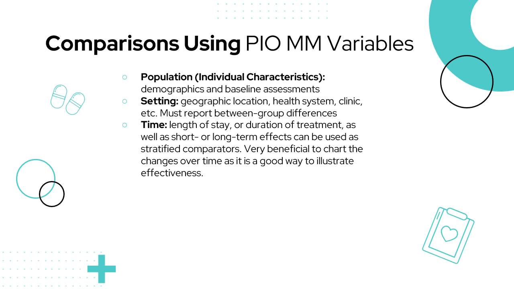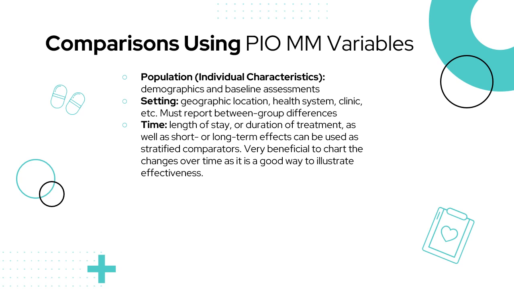Another way I can create comparison groups is by setting, right? It can be by geographic location, it can be by health system, clinic, it can be by unit within the long-term care facility, and this can speak to resources available, workplace culture, and so forth, right? There are differences in setting that we should compare to see if our intervention is generalizable.